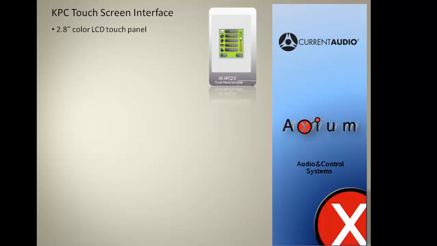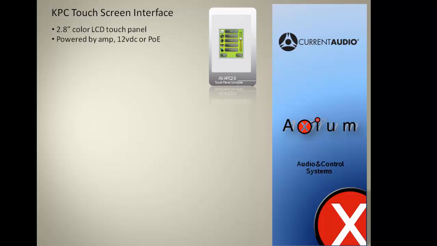Our KPC and our KPD keypads. First, we're going to go over our KPC. KPC has a 2.8 LCD touch panel. It's powered by 12 volt, or it's powered by a PoE switch, power over Ethernet. In other words, it does not necessarily have to be plugged into the back of the 800 or 400 amplifier. It can simply be plugged into a network connection anywhere you have in the house.